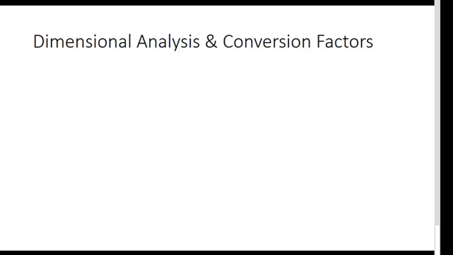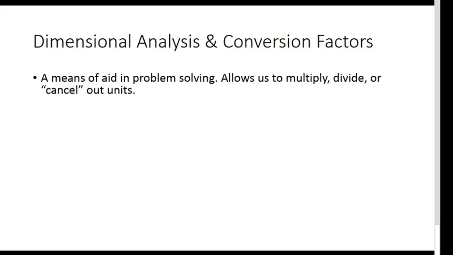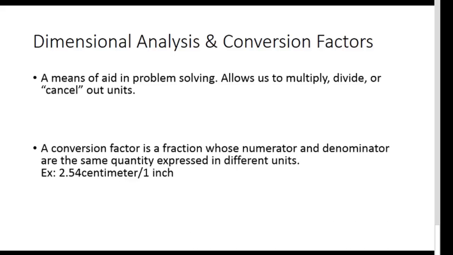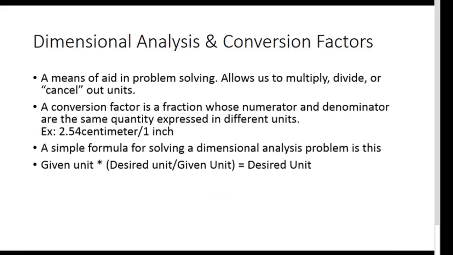Now we will talk about dimensional analysis and conversion factors. Dimensional analysis is a means of aid while we're doing calculations. It allows us to multiply, divide, or cancel out units. A conversion factor is a fraction whose numerator and denominator are the same quantity expressed in different units. For example, 2.54 centimeters converts to 1 inch. This is a conversion factor.